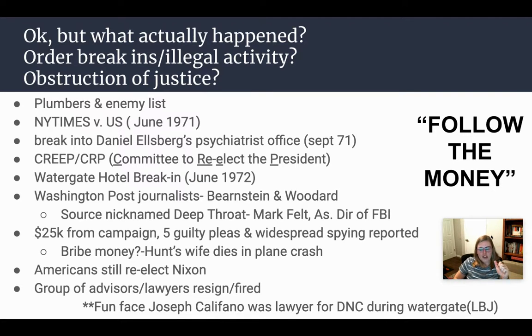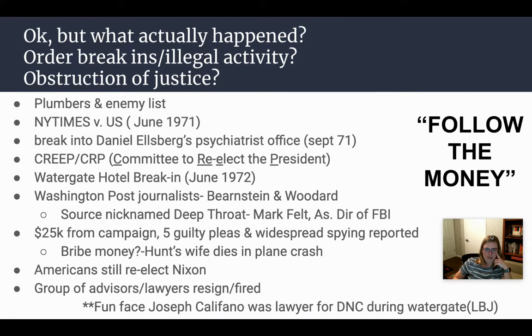They're going to report things like $25,000 from the campaign went to these people involved with these burglaries, that they are pleading guilty, right, rather than testifying, right? That there's widespread spying against the DNC being reported. There's also this really fishy thing about one of the burglars' wives dying in a plane crash, and she has like tens of thousands of dollars on her. So people are like, bribe money.